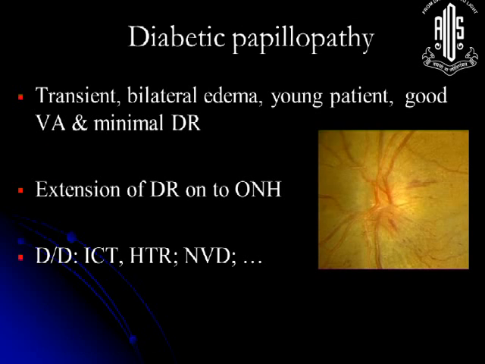So what is diabetic papillopathy? It's been described as a transient bilateral edema, usually seen in young patients, usually associated with good visual acuity and minimal background diabetic retinopathy changes. This has been described as happening because of the extension of the microangiopathy of diabetic retinopathy onto the optic nerve head. A close differential for this, something you have to keep in mind, is raised intracranial tension, hypertensive retinopathy, and new vessels of the disc.